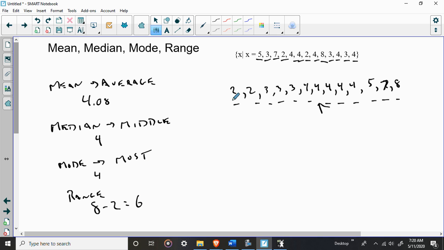So that just tells you your spread here, like how many different numbers could be in the middle of your highest point and your lowest point, and that's 6. So we have 2s, 3s, 4s, 5s. We don't have any 6s, 7s, and 8s. So just take your highest number and your lowest number and subtract.